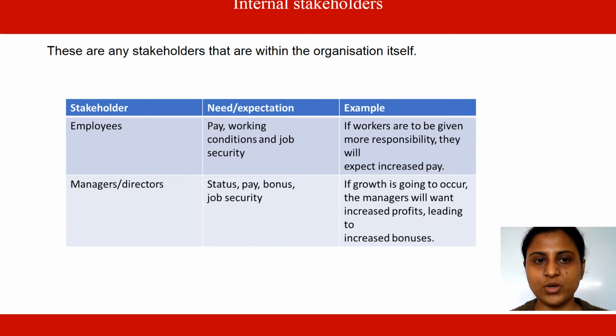First is employees. Now employees are the people that are employed by the business and they are directly involved in its activities. Some of the objectives of an employee are: 1. They would need a contract of employment that states all the rights and responsibilities of the employees. Second, they would want a regular payment for the work done.